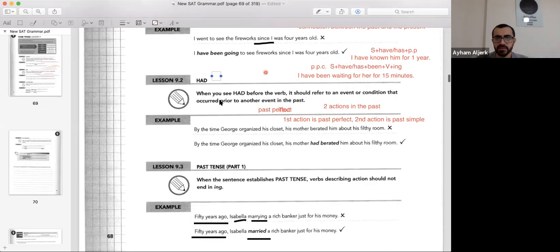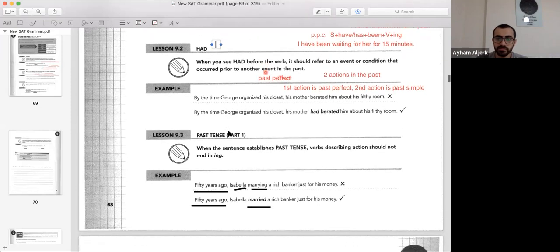When we have had, we're talking about past perfect. So we have two actions in the past. The first is past perfect, and the second is past simple. Let me give you an example.